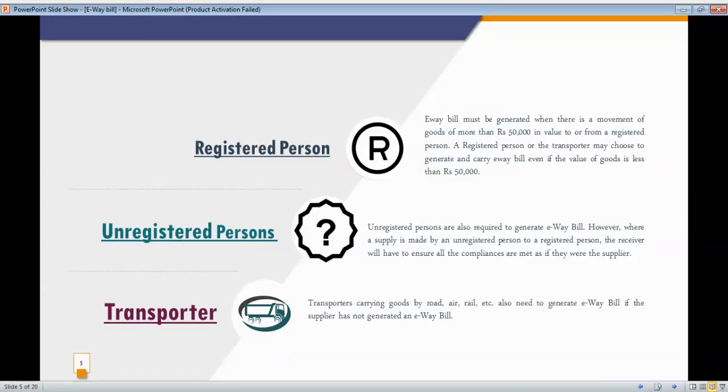So these are the three things where this e-way bill helps you to generate. The e-way bill is mainly or typically generated by these three: registered person, unregistered person and transporter.